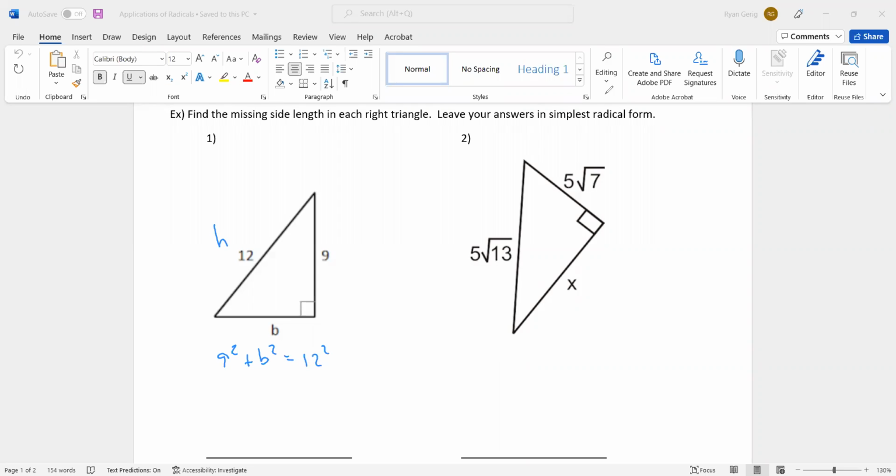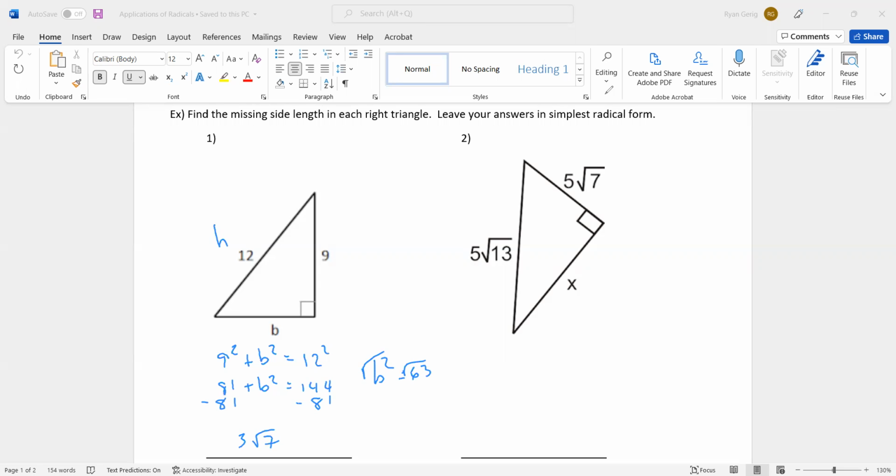A little different here than the one we just did. 9 squared is 81. B squared we don't know. 12 squared is 144. Okay, I'm going to subtract 81 this time. And I get B squared equals, what is that, 63? 63. And now I take the square root. Square root of 63 is 3 radical 7. So B equals 3 radical 7.